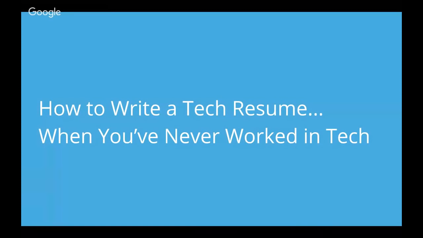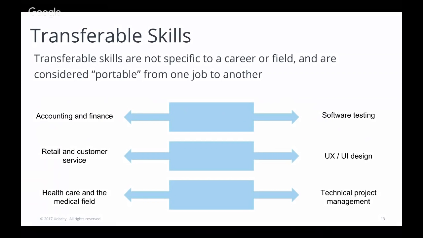So if you're pivoting to tech for the first time, or if you've never worked in tech, how can you tailor your resume to a new field or a new job? The main way to do this is through transferable skills. And transferable skills are generally what we call soft skills. They're not technical necessarily, and they're considered portable from one job to another.